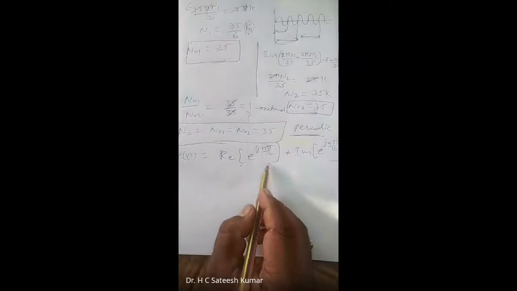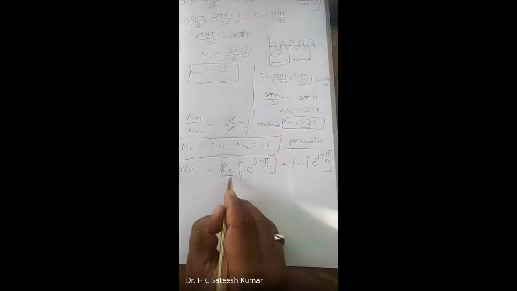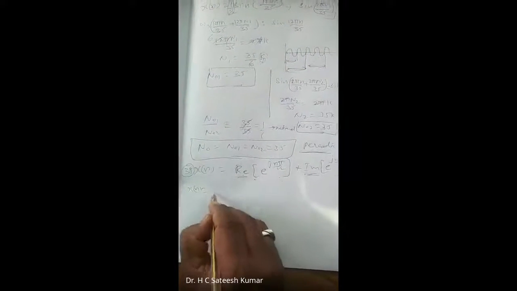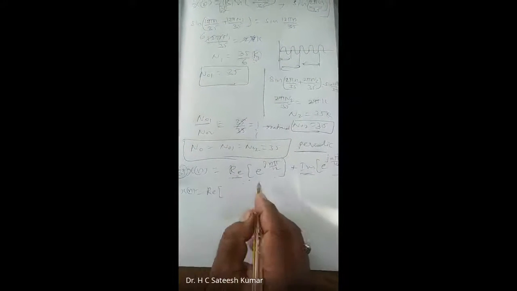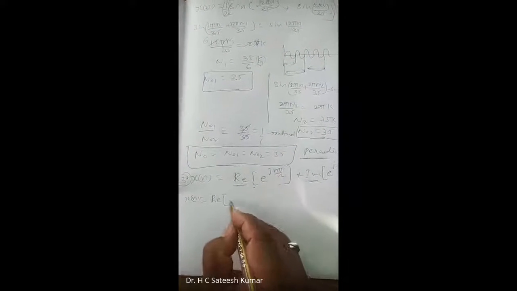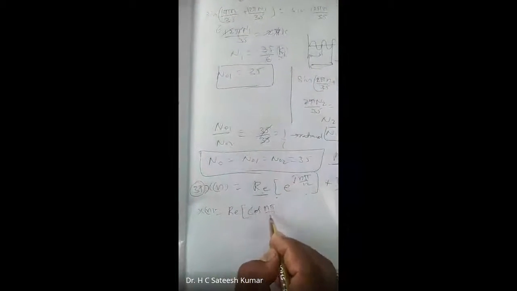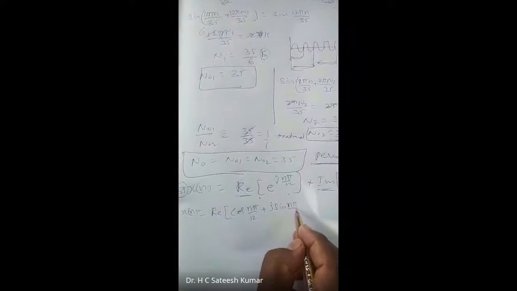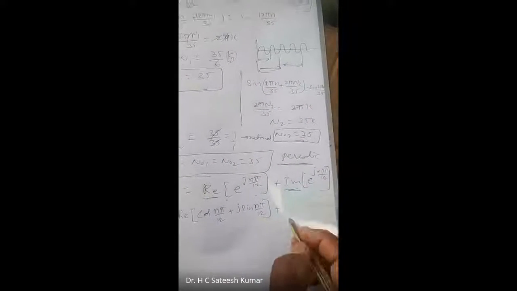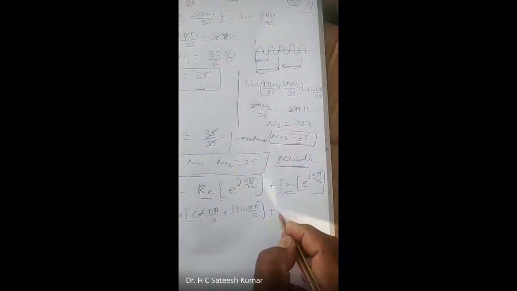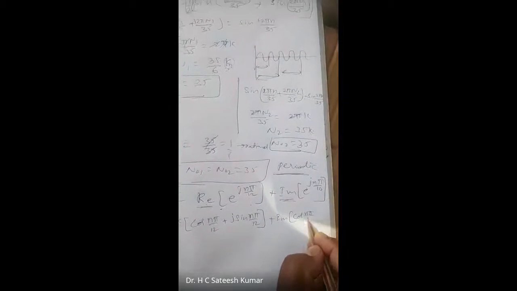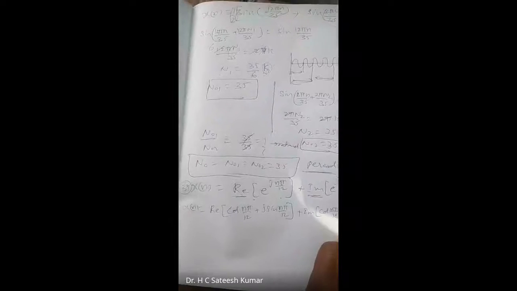Okay. This can be written as what? Re means real part of, Im means imaginary part of. This is an examination question. X of n is the real part of e to the power of j theta, which is nothing but cos of n pi by 12 plus j sin n pi by 12, plus the imaginary part of cos of n pi by 18 plus j sin n pi by 18.